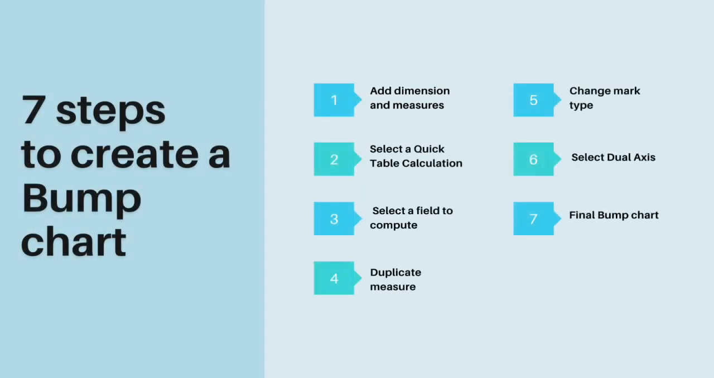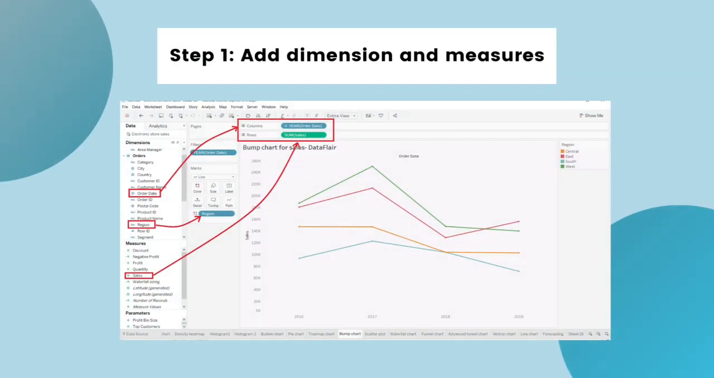There are mainly 7 steps to be followed to create a bump chart. In step 1, to start creating a bump chart, open a new worksheet in your Tableau desktop or whichever version of Tableau you are using. Firstly, we need to add two dimensions and a measure.